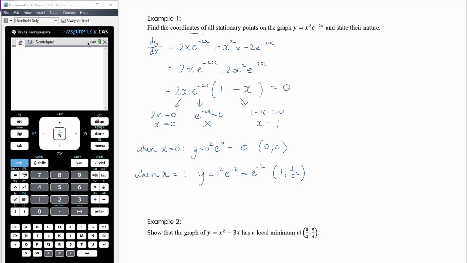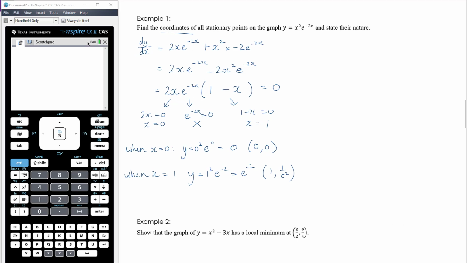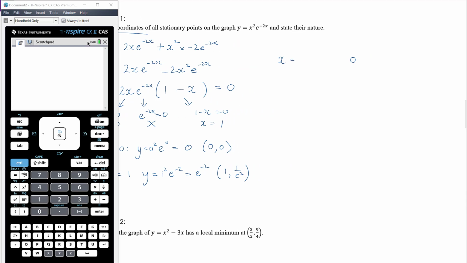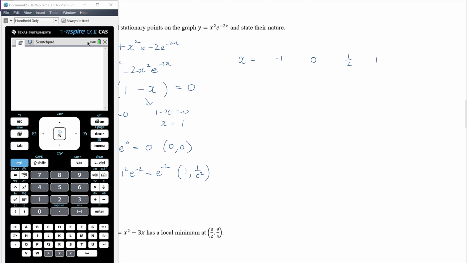Okay, so we're going to use a sign diagram to find the nature, and we don't need two separate sign diagrams here, it's just the one sign diagram. So we want to think about our x values. We know we have a stationary point when x equals 0, and we know we also have a stationary point when x equals 1. So I need to look at points either side of 0. So let's maybe say negative 1. Now I'm going to need to look at a point between 0 and 1 so that I can determine what's happening with the gradient between those two stationary points. So let's go with a half. Then we're going to need an x value after the second stationary point to see what's happening after that point. So maybe we go with 2.